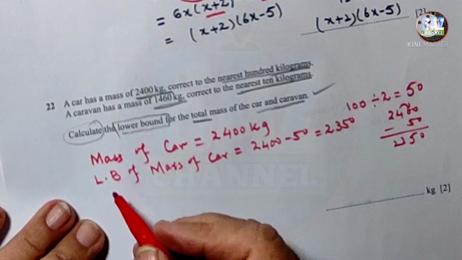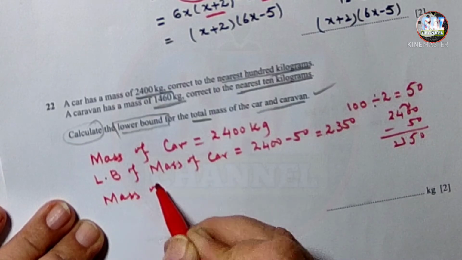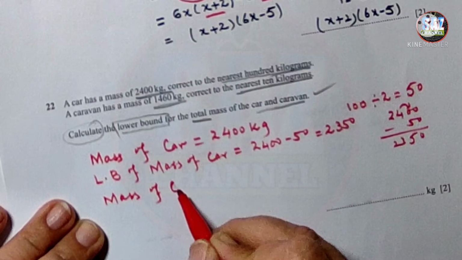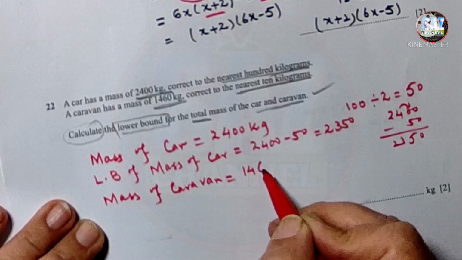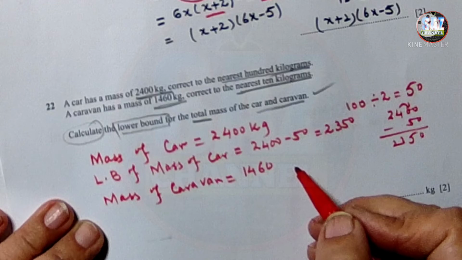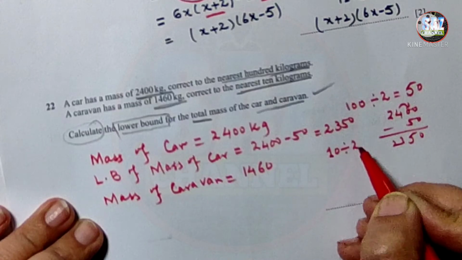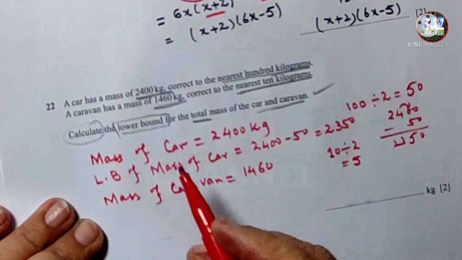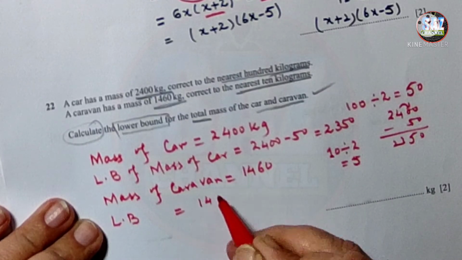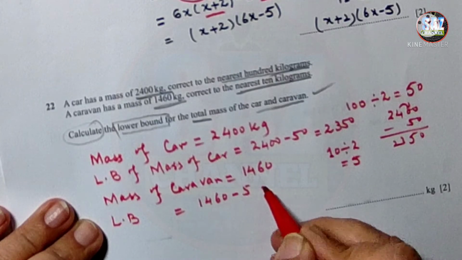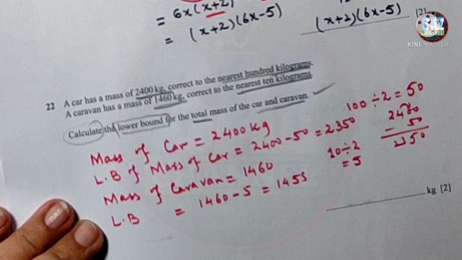And now mass of caravan equals 1460, and it has been rounded to the nearest 10 kg. 10 divided by 2 is equal to 5. So the lower bound will be equal to 1460 minus 5, which is equal to 1455. Now calculate the lower bound of total mass.